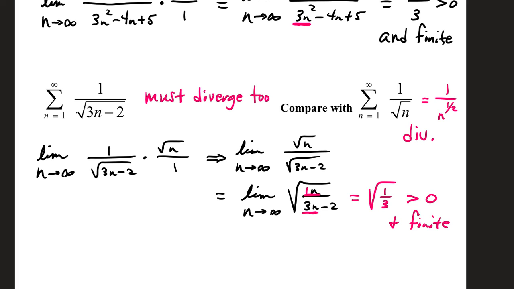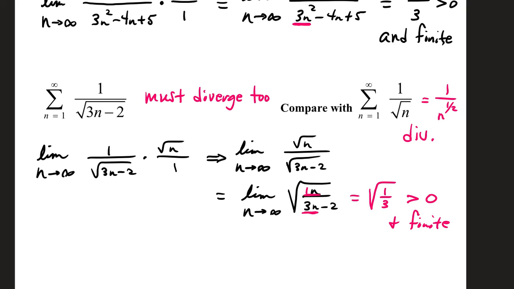Let's calculate the limit of a sub n times b sub n flipped over. That gives us the square root of n over square root of 3n minus 2. By property of matching radicals, that's the square root of n over 3n minus 2. Our dominant terms match in power, so the coefficient is 1/3, square root of 1/3, that is positive and finite. Now we go back up, the one we built diverged, so the original must diverge also.